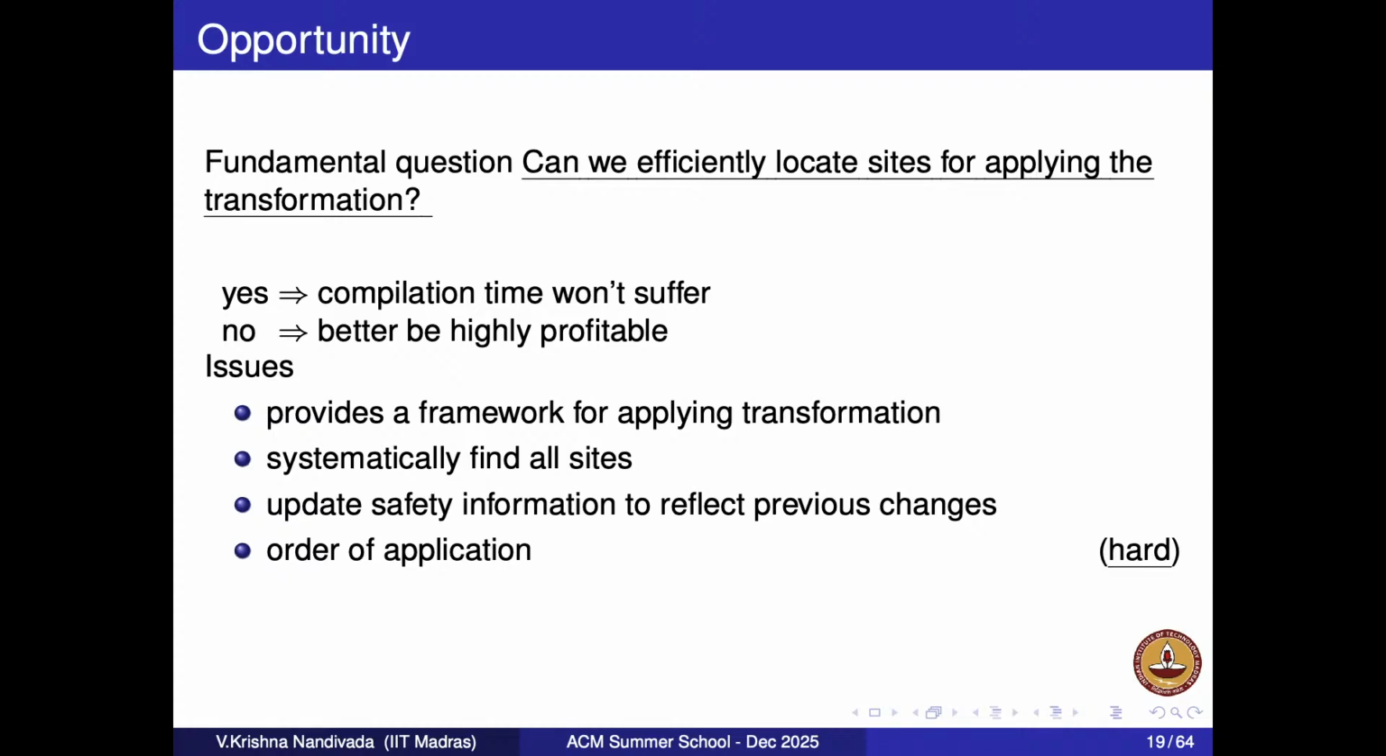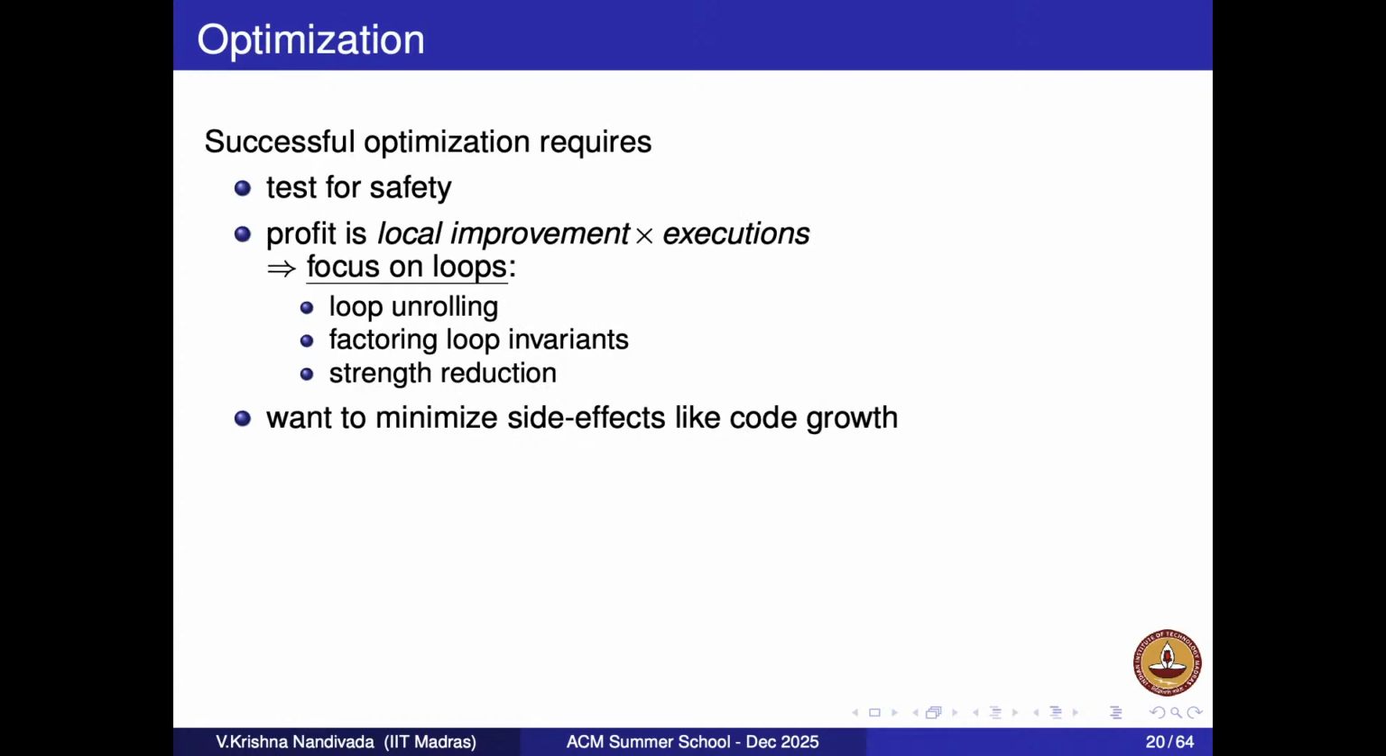We want to ideally find quickly where all we can apply a transformation. We want to see that the transformation can be applied safely, and at that location, if I apply the transformation, it should give me good performance. At least likely to give me good performance.